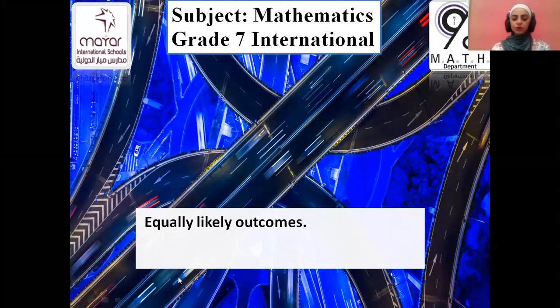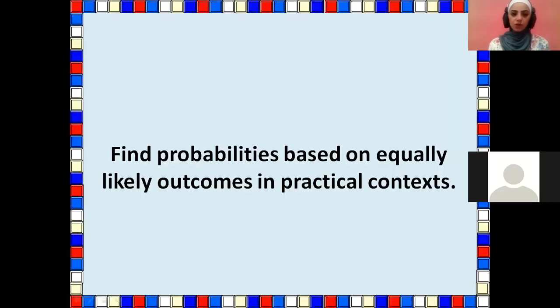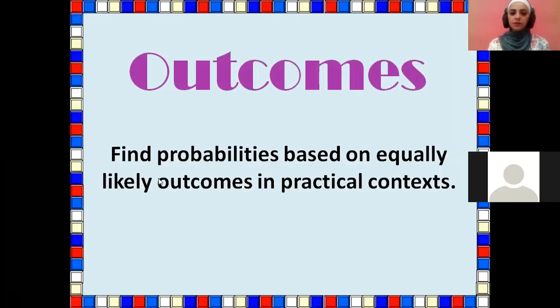Now today we're going to talk about another topic. We're going to talk about equally likely outcomes. And what do we mean by equally likely outcomes? It's very important to know this concept, because in the next topic we will talk about the other different one, and you know them already, the experimental outcomes and events. So let's start. The main outcome today is how to find probabilities based on equally likely outcomes in practical contexts. So we are going to have different types of questions and many questions about equally likely events.